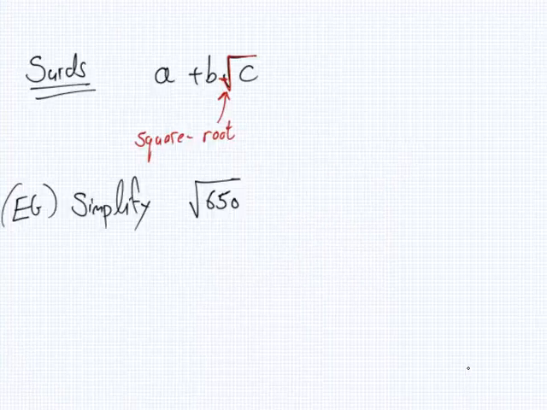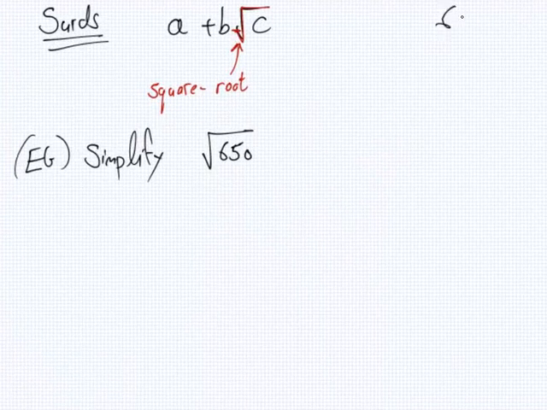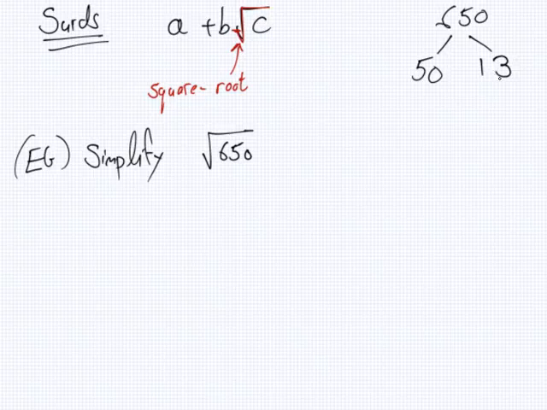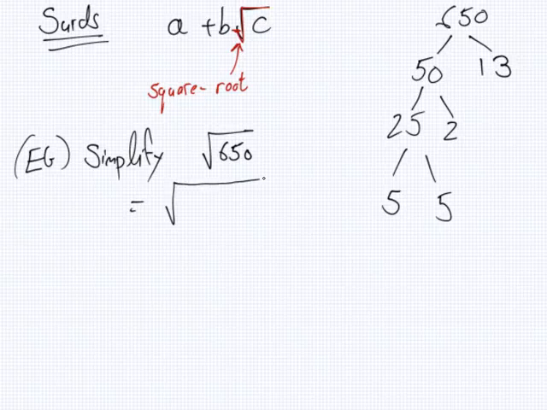So what I'll do, I'll take 650 and I'll factorize it. So I can see that's 50 and 13. Now you can choose any numbers. I'm choosing bigger numbers so I can do it quicker. 50 is 25 and 2, and 25 is 5 and 5. So we have here that 650 is the square root of 2 times 5 squared times 13.